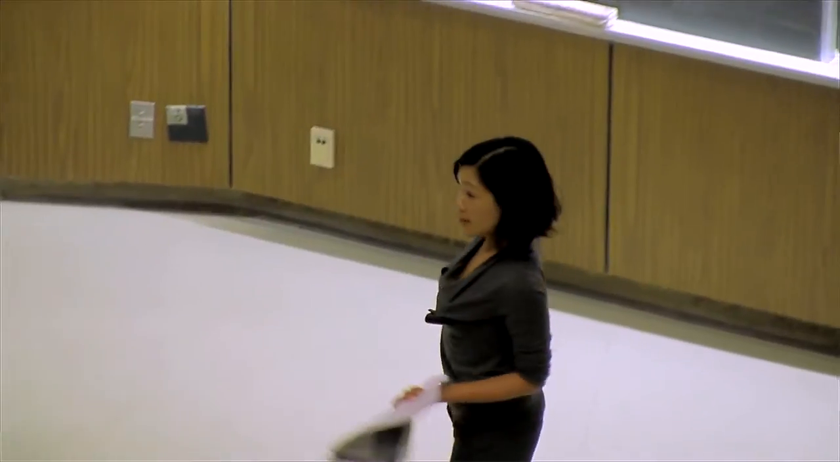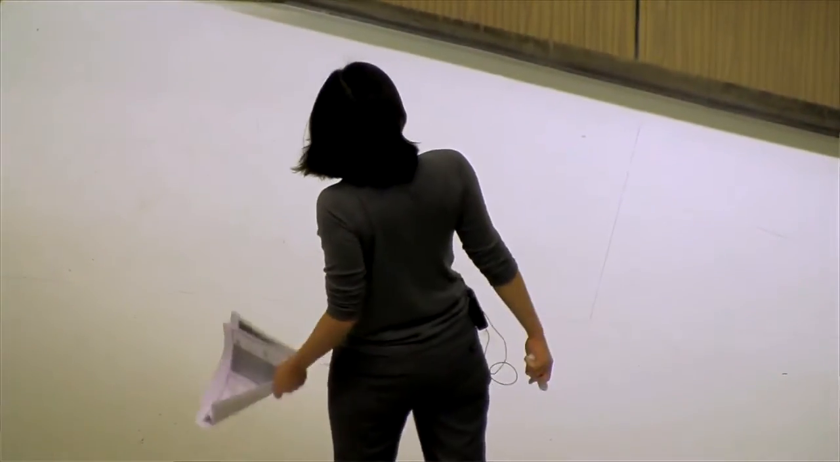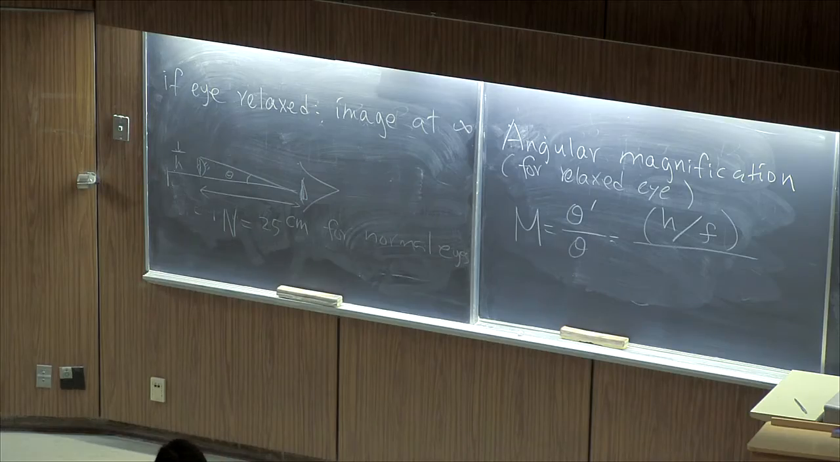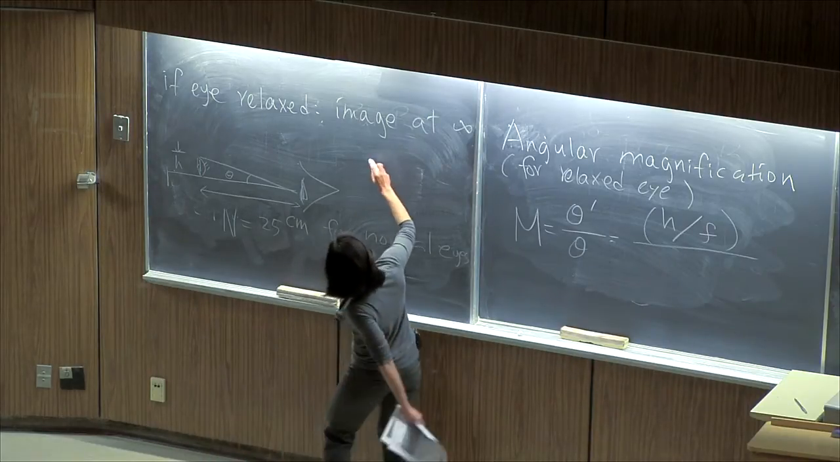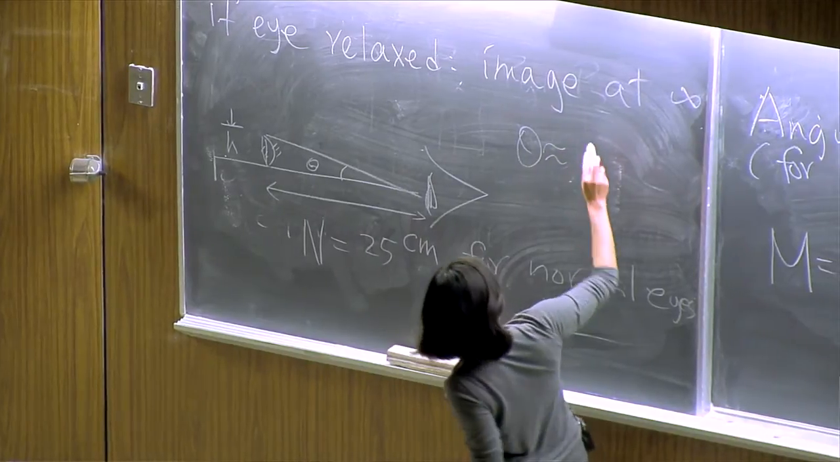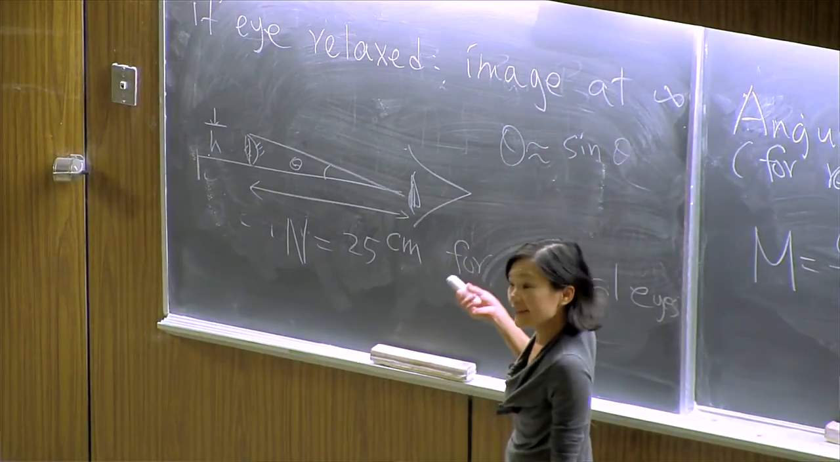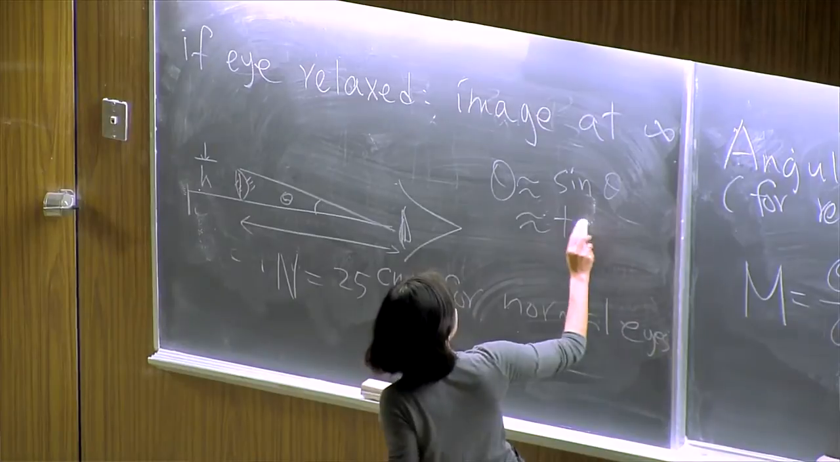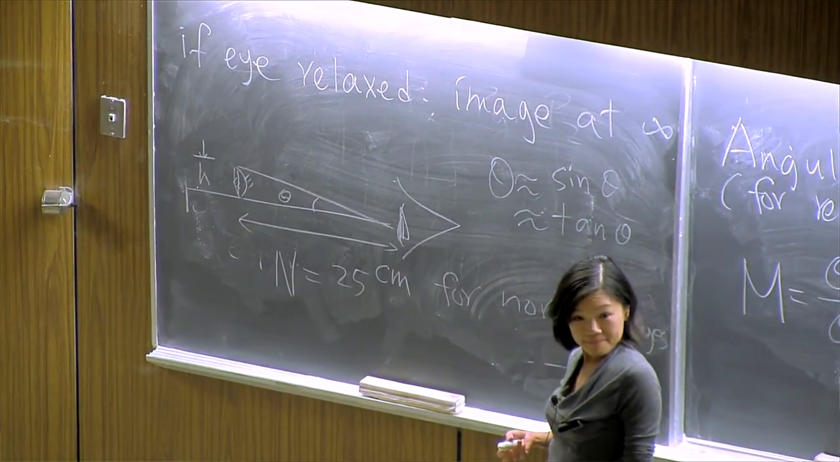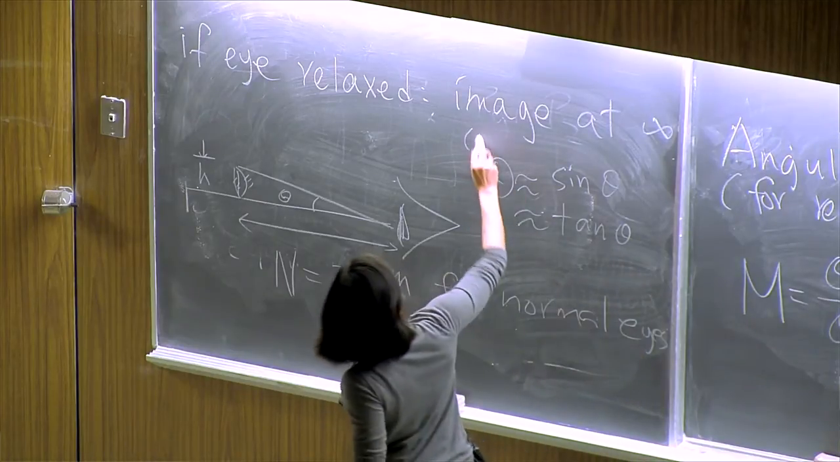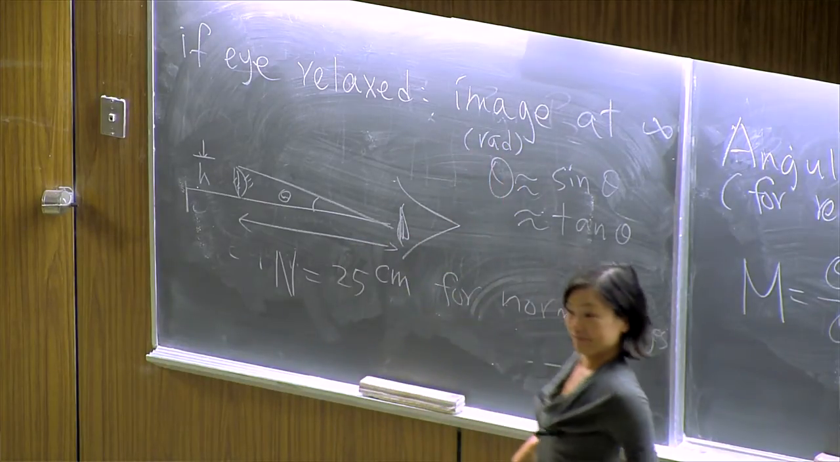Where f is the focal length of this magnifying glass. And how about theta? Again, from small angle approximation, we know theta is roughly sine of theta, which is roughly tangent of theta, right? And theta is written in radians.